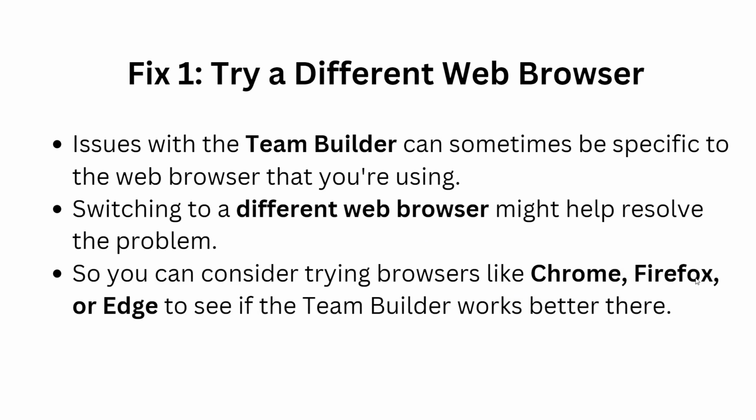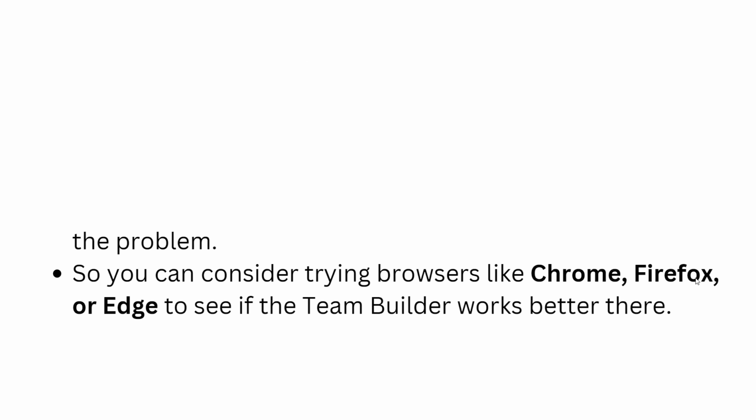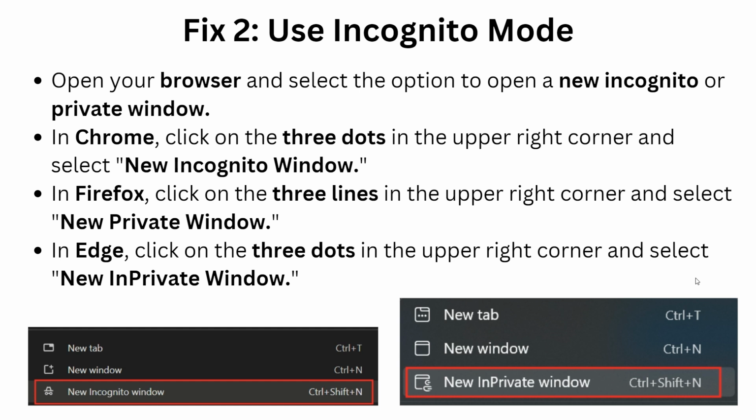So here the first fix we have to do, try a different web browser. The issue with the team builder can sometimes be specific to the web browser that you are using. So switching to a different web browser might help resolve the problem. You can consider trying a browser like Chrome, Firefox or Edge to see if the team builder works better or not. If this does not work, we have to use incognito mode.